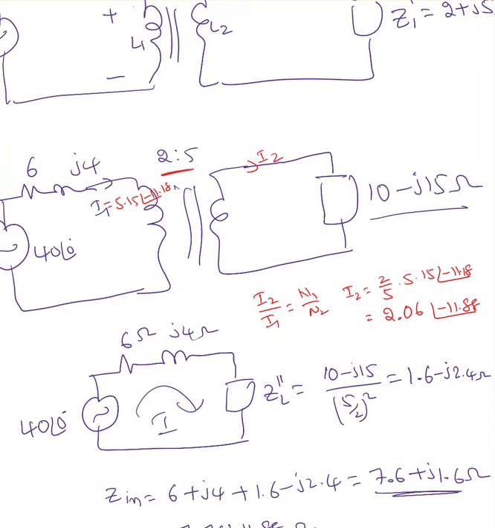For a step-up transformer, your N2 turns are larger than N1 turns. So a step-up transformer will step up the voltage, but at the same time it steps down the current. Okay, so my I2 is 2.06 at an angle of minus 11.88. So the current is stepping down, but at the same time the voltage will step up.